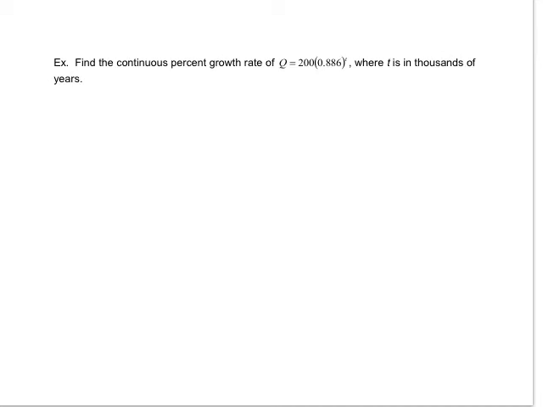And now I'm skipping to the last problem on the last page. Find the continuous percent growth rate of q is equal to 200 times 0.886^t, where t is in thousands of years. So basically, I'm trying to find k. So I want to take this and convert it to an e to the k. My growth factor is 0.886, so I'm going to set that equal to e to the k. Hold on, let me erase here. e to the k is equal to 0.886.